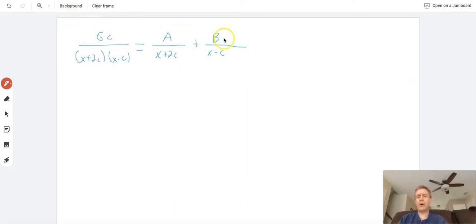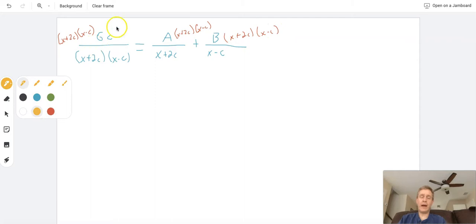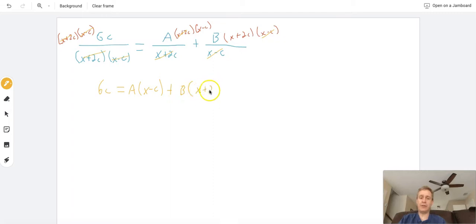To solve for what these a and b numerators are, I'll quickly multiply each fraction in my equation by the denominator of my original fraction. When we do this, the factors in the first fraction cross out and we're left with the numerator 6c. In the second fraction, the factors of x plus 2c reduce, so we're left with a times x minus c. In the last fraction, the factors of x minus c reduce, so we're left with b times x plus 2c.